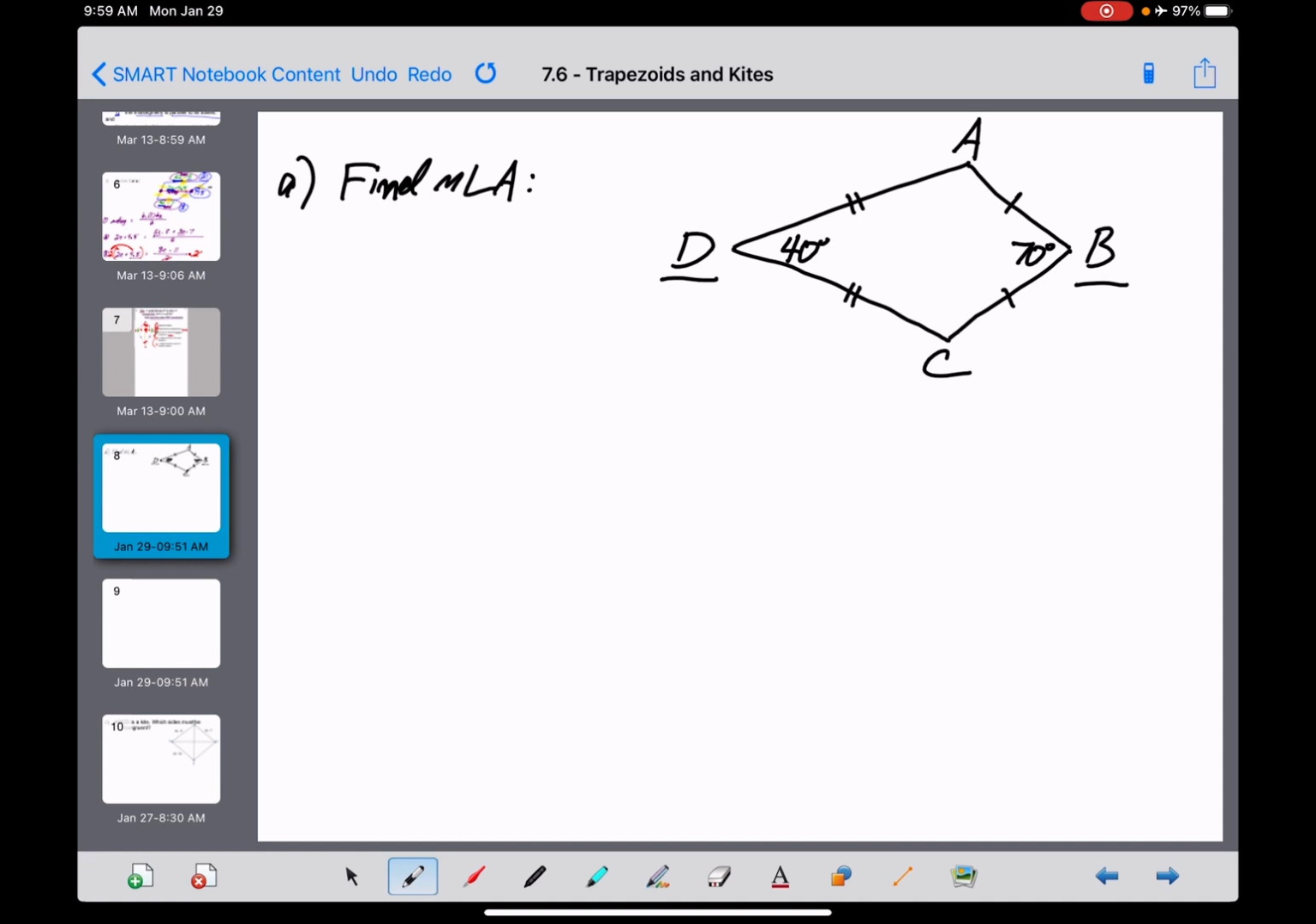They're on different ends of the kite, but pretty clearly you can tell that these two angles are not congruent to each other. So that's not the pair of angles that have to be congruent. It's got to be the other pair then. It has to be angle A and angle C. So whatever the measure of angle A is, I'll go ahead and put an X right there.